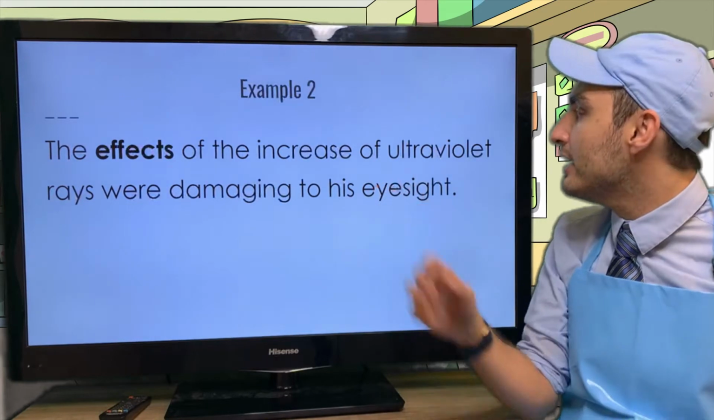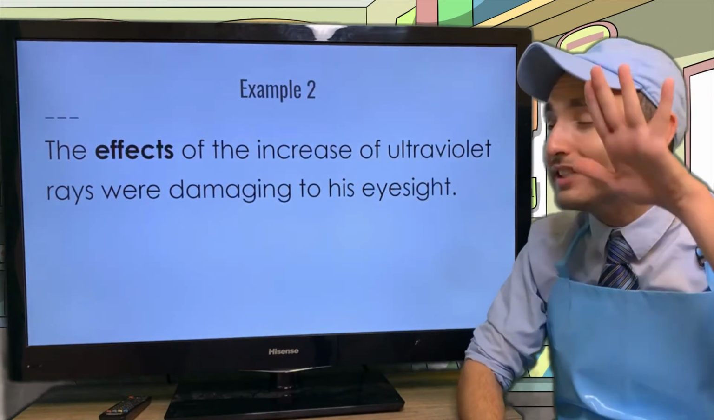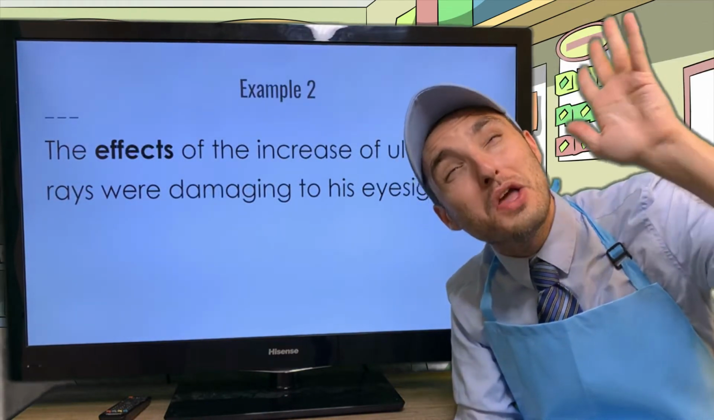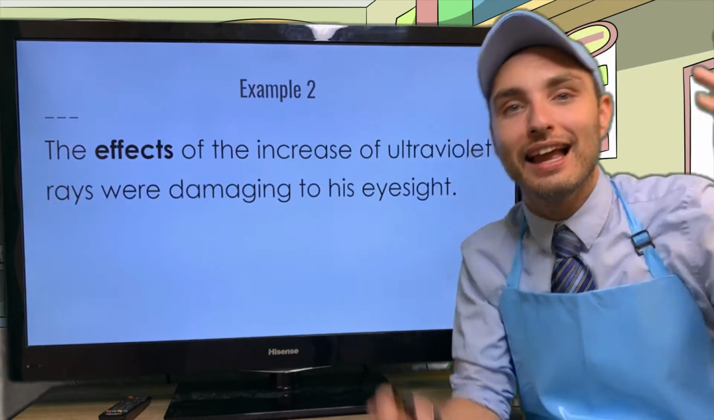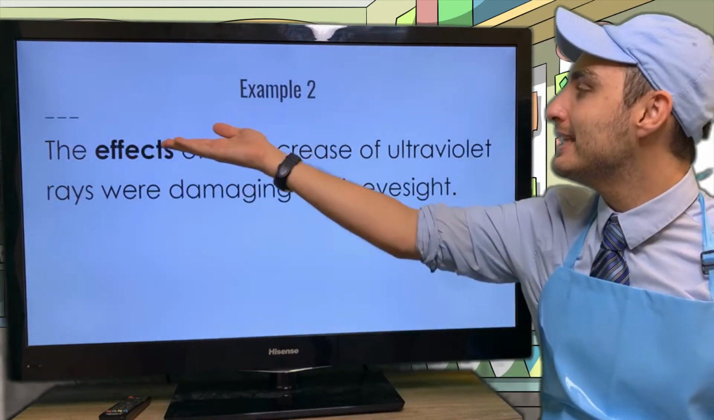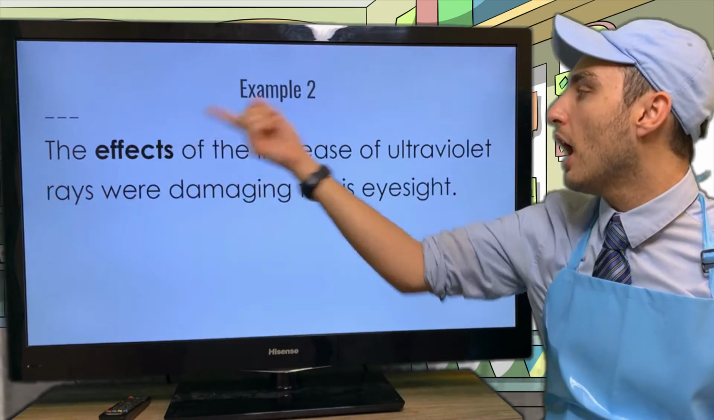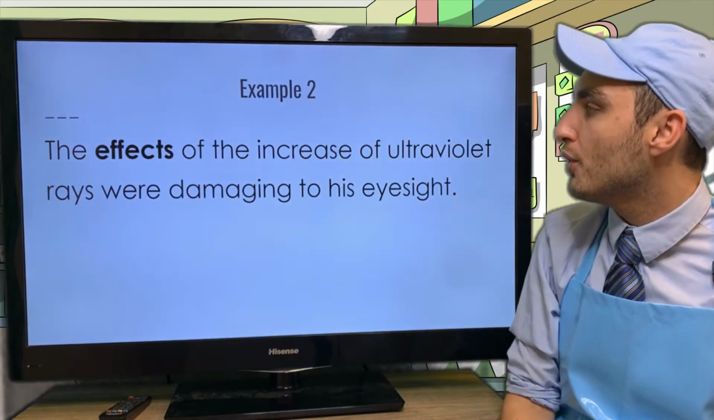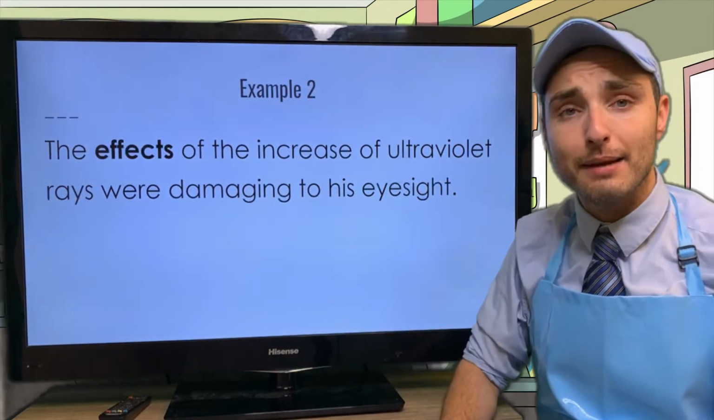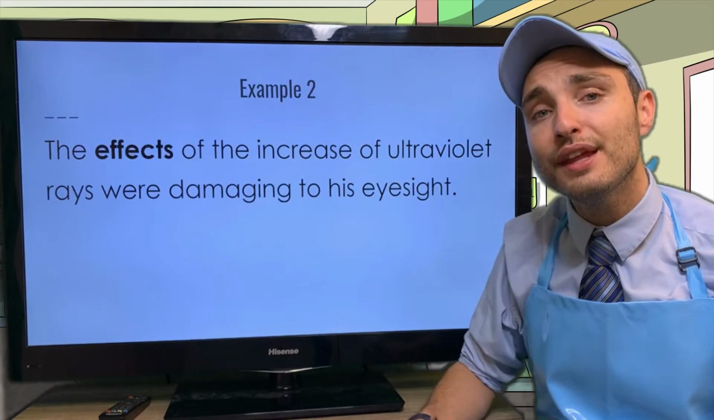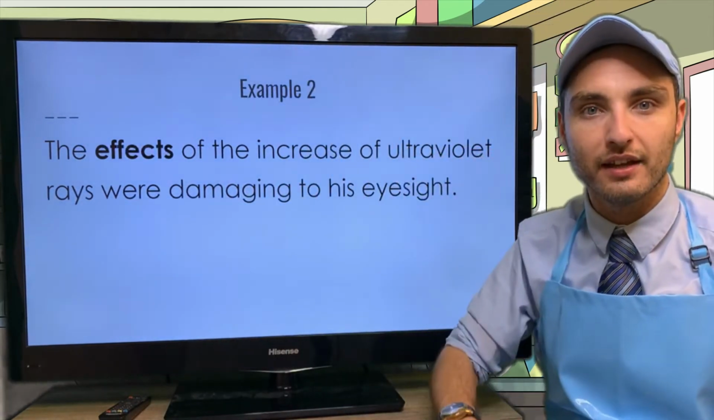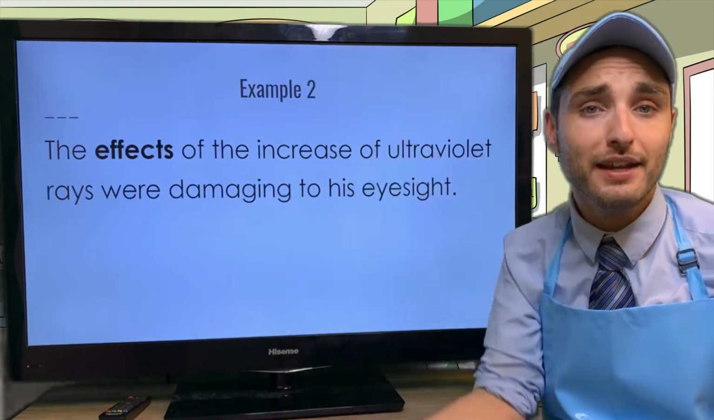The effects of the increase of ultraviolet rays were damaging to his eyesight. Oh, no, the rays. As you can see in this example, effects is a noun. It is the impact or result caused by the increase of ultraviolet rays, which were very damaging to his eyesight. So think of effects as a noun, again, the result of something, the result of whatever's being affected.